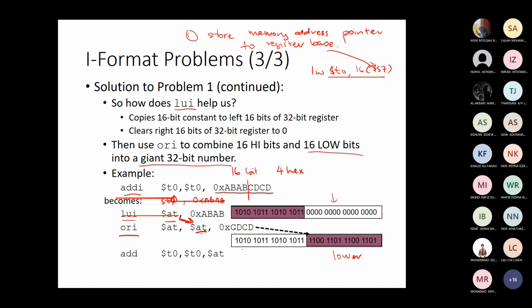So now we can combine it to become a full 32-bit data. Here they use $at to save it into an $at register, and then $at plus CDCD is stored back to $t0. So basically you can just skip this part. You can just use $t0 here, $t0 and then $t0, just to skip that part. So now you only have 2 instructions to store these 32-bit numbers.